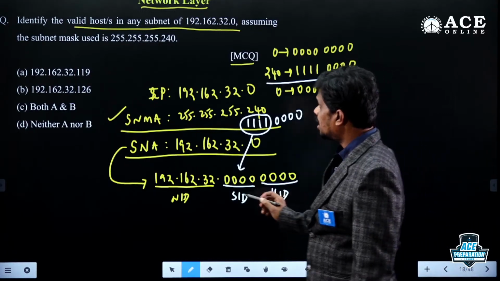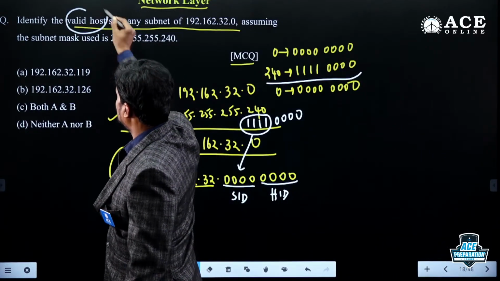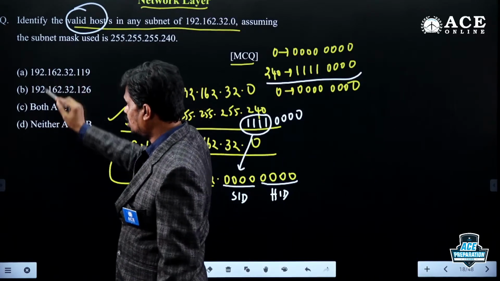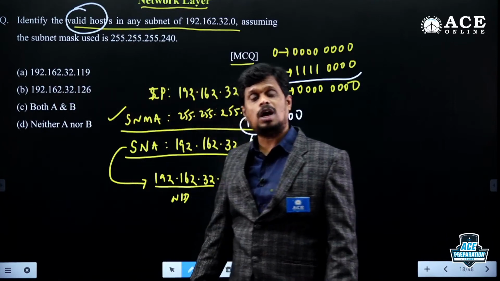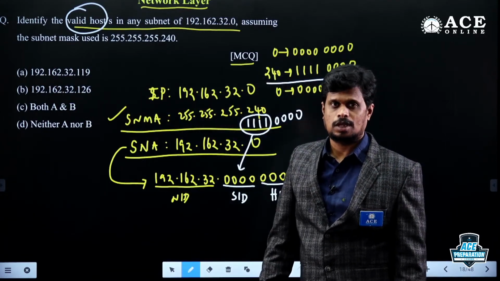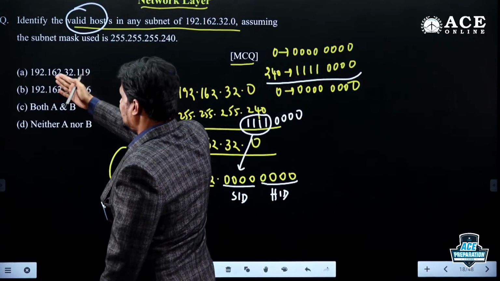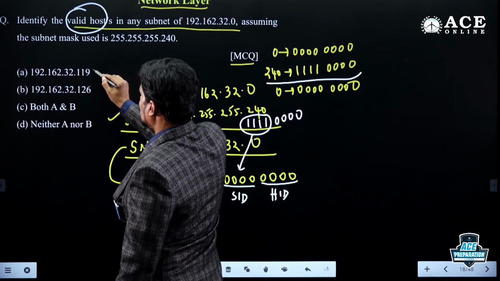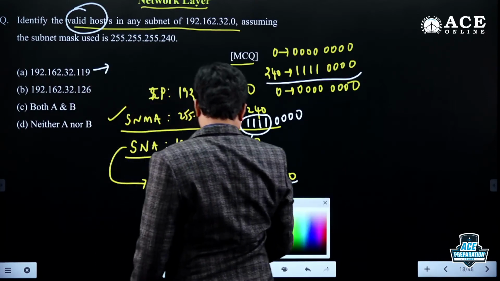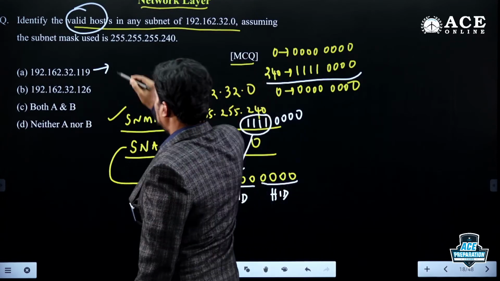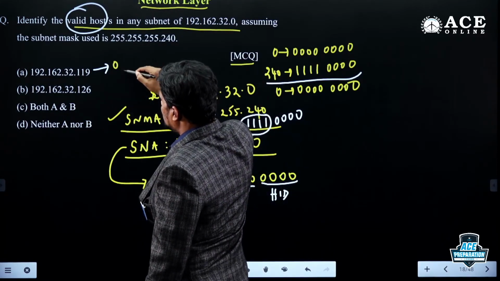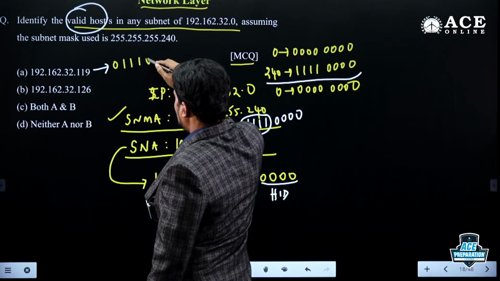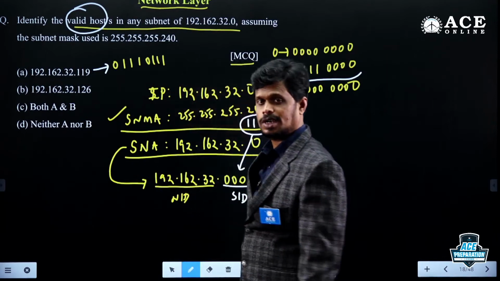Now it is asking about a valid host. What is the meaning of valid host? The host ID portion of these addresses should not be all zeros and all ones, right? Now consider this first IP address, 192.162.32 and 119. If I convert 119 into binary, how can I get this? What is the binary format of this 119? 0, 64, 96, 112. So far it is 112, then 7. So this is my 119, right?